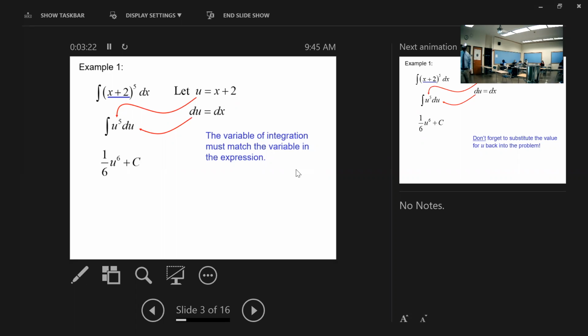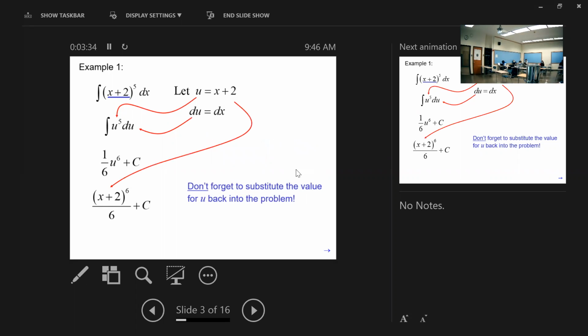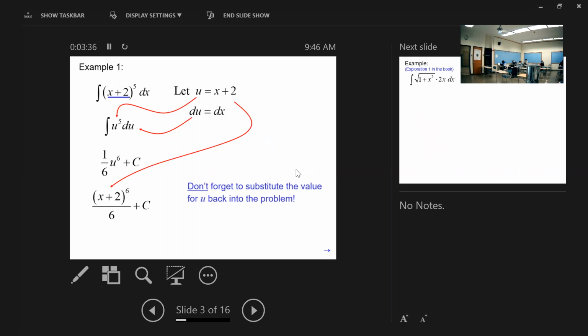We would get 1/6, mu to the 6. Now, you've got to be careful. There was no mu in the question. So we've got to rewrite our answer in terms of what that was, which is (x plus 2) to the 6, divided by 6, plus the constant. We need a constant because there were no upper and lower limits.